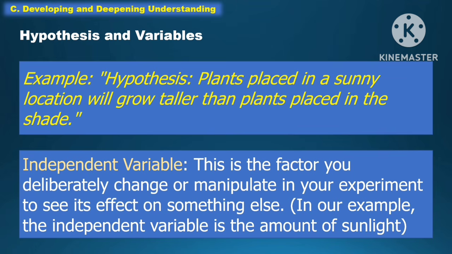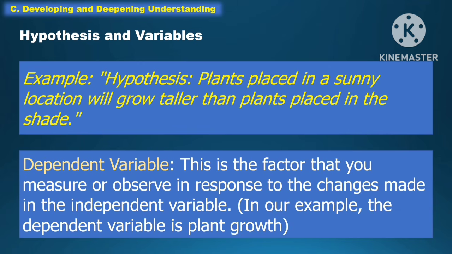Independent variable. This is the factor you deliberately change or manipulate in your experiment to see its effect on something else. In our example, the independent variable is the amount of the sunlight. Dependent variable, this is the factor that you measure or observe in response to the changes made in the independent variable. In our given example, the dependent variable is the plant growth.